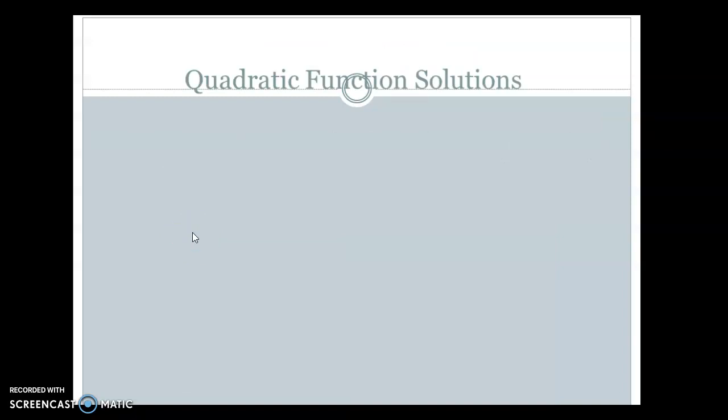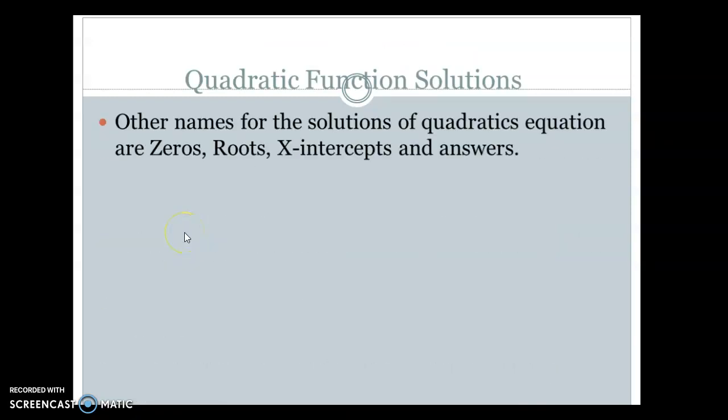The quadratic function solution has a lot of names. There are other names for the solution of a quadratic equation. Sometimes we call it zeros, roots, x-intercepts, the answers. All of them mean the same.